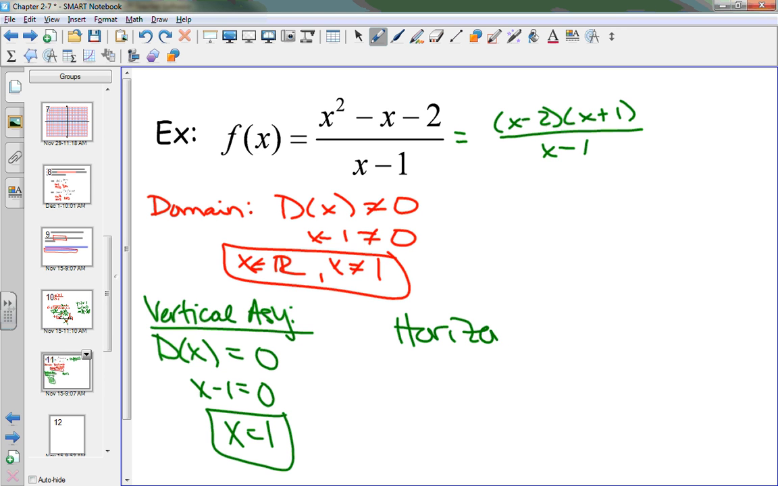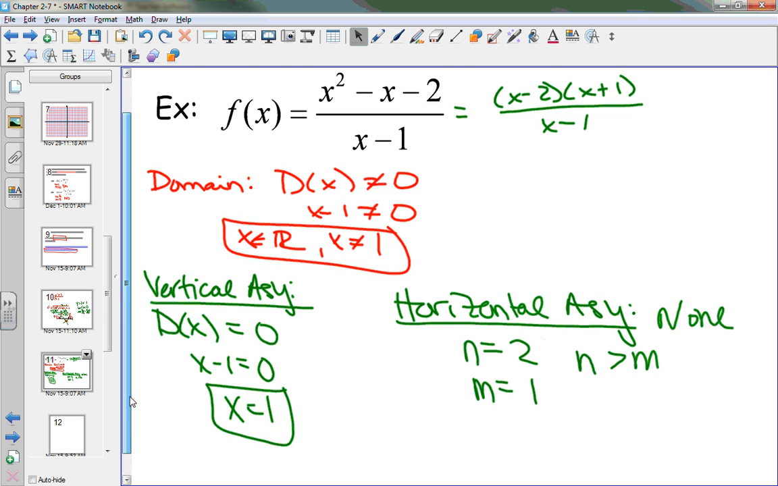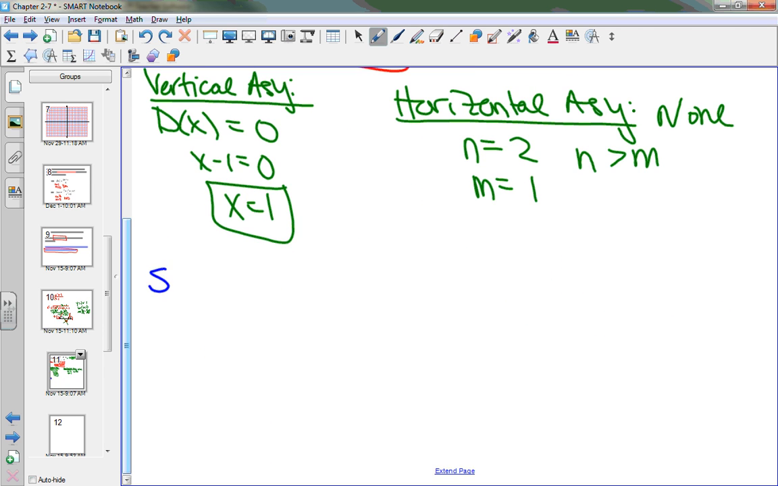Horizontal asymptote. Now, what is the degree of my numerator? 2. What's the degree of my denominator? 1. Since n is greater than m, do I have a horizontal asymptote? No, this is going to be none. However, what can we get out of that immediately? Now I know I'm going to have a slant asymptote. How do I know that? Because the numerator is 1 degree larger than the denominator, right?